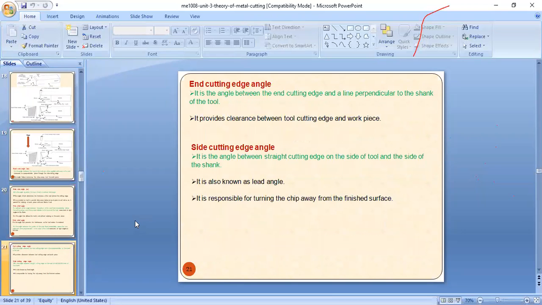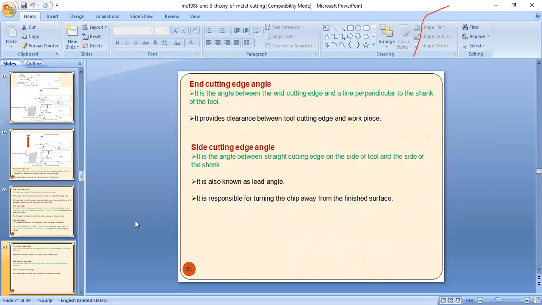Next, end cutting edge angle. It is the angle between the end cutting edge and a line perpendicular to the shank of the tool. Already we have discussed this also. That is the end cutting edge angle. Already I told you it is between 8 and 15 degrees. The side cutting edge angle provides clearance between the tool cutting edge and workpiece. So you have to see this also.